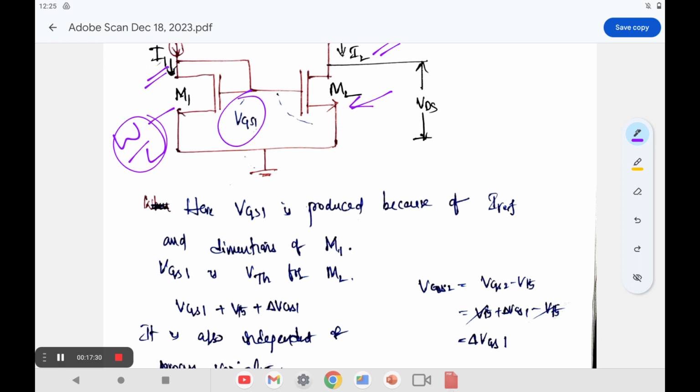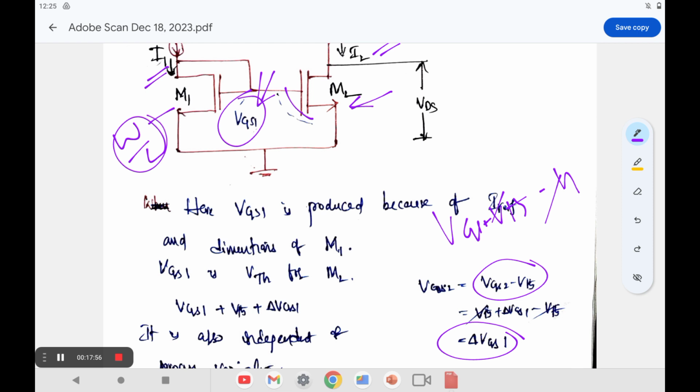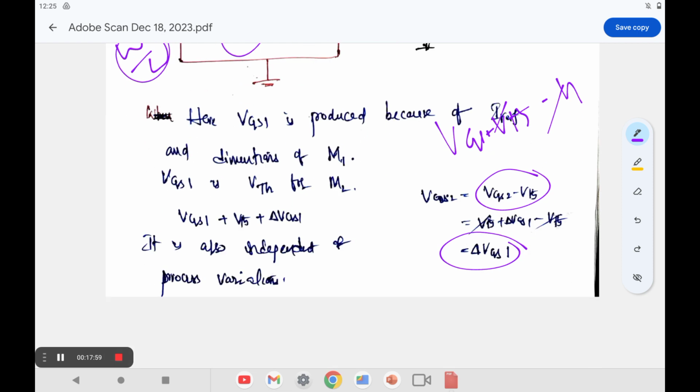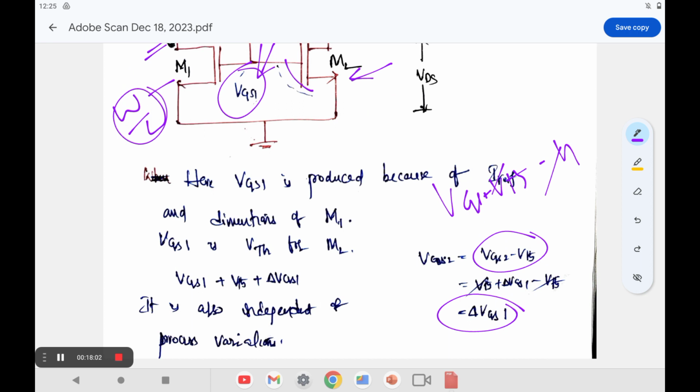At the same time, suppose you are taking this point, your VGS1, that means the VGS2. This VGS2 directly depends on VGS1. Why? Because VGS2 minus VTH is a generalized formula. Suppose VGS1 is equal to VD plus VGS, VGS plus VTH minus VTH, these two get cancelled, you will get only VGS. So the variation in VGS1 does not depend on the process parameters, and then only we can get the output of the corresponding circuit. So this is all about the journey of the current mirror circuit.